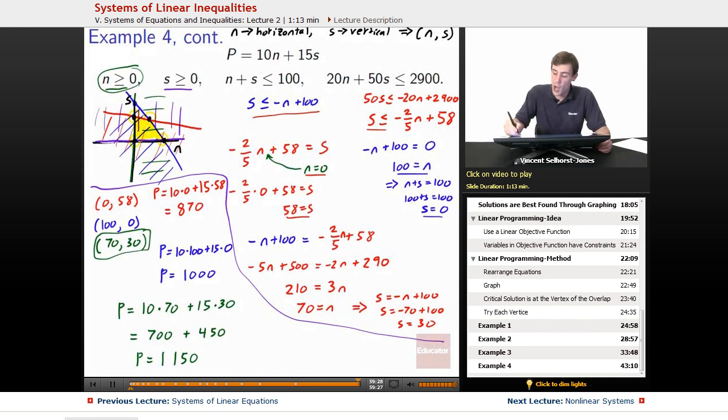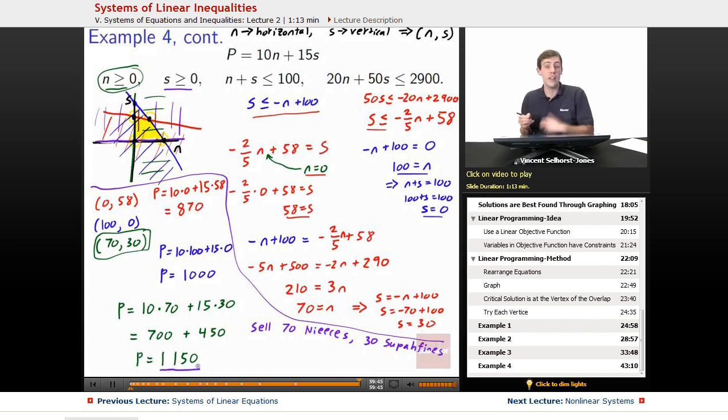So the optimum solution for maximum profit is to sell 70 Nices and 30 superfines. And if you're curious, that came out to be a profit of $1,150,000. So the maximum possible profit for the lot will wind up being $1.15 million. All right, cool.